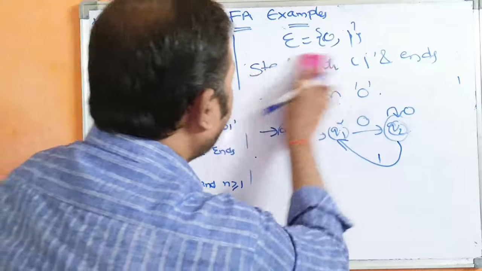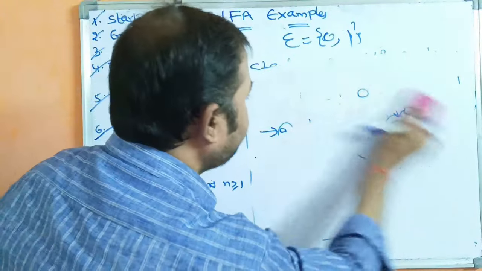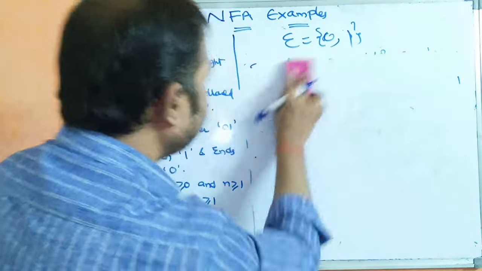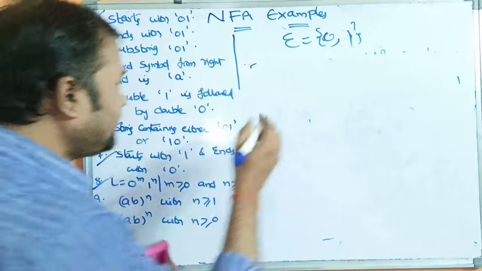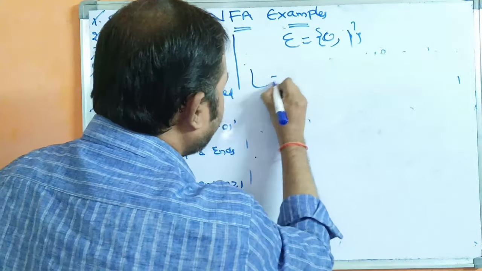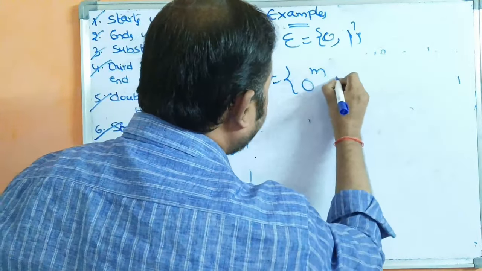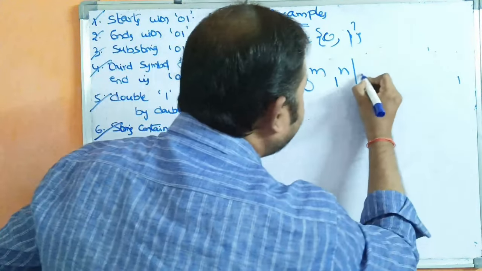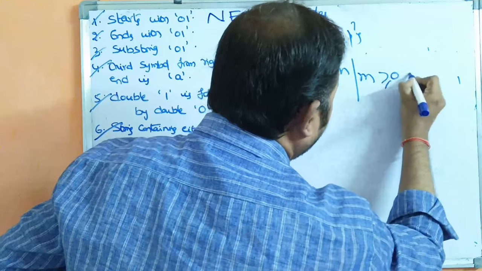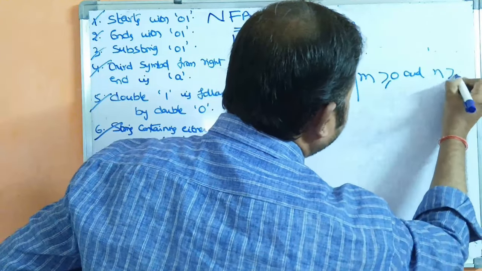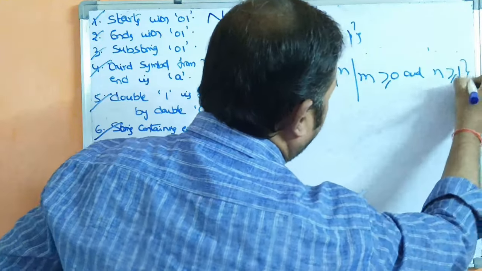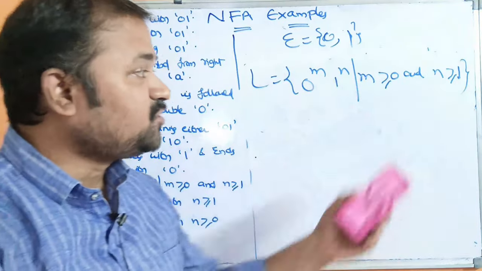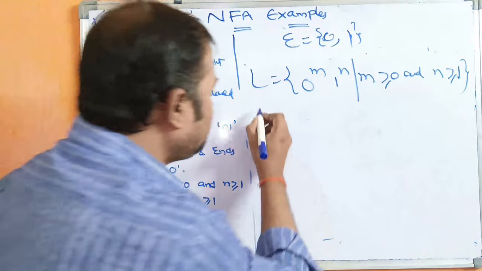Now let us see the remaining 3 examples. So L is equal to, here directly the language is given. L is equal to 0 power m, 1 power n, such that m is greater than or equal to 0 and n is greater than or equal to 1. M is greater than or equal to 0, whereas n is greater than or equal to 1.